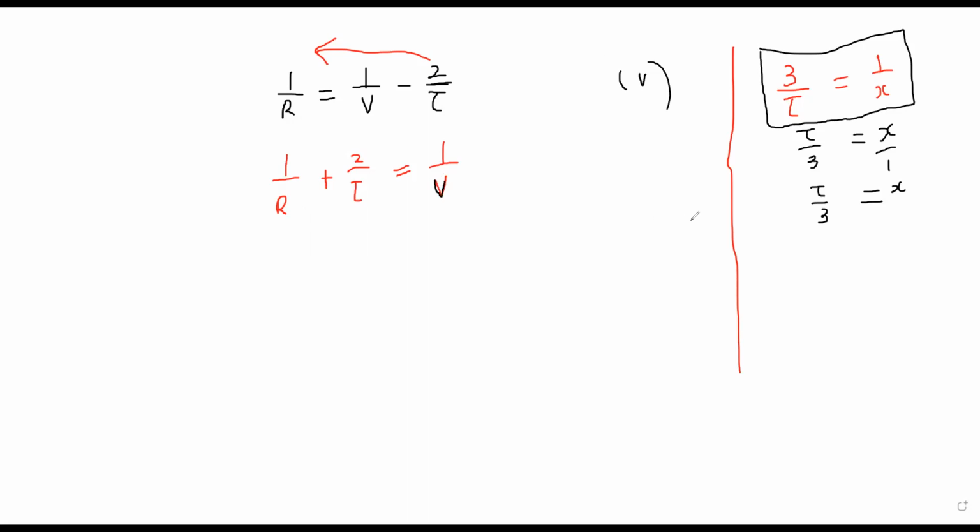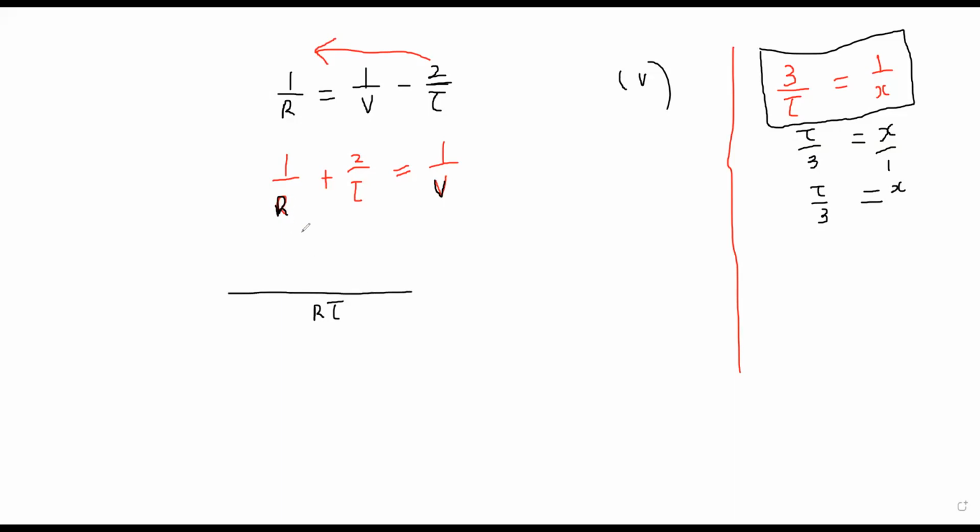But in order for me to flip this side, I need to get the fraction as a whole, as one fraction, right? So how can I get this as one fraction? Just work it out. So what's gonna be the LCM for R and T? RT, right? R times T, or RT. The RT can be the LCM.